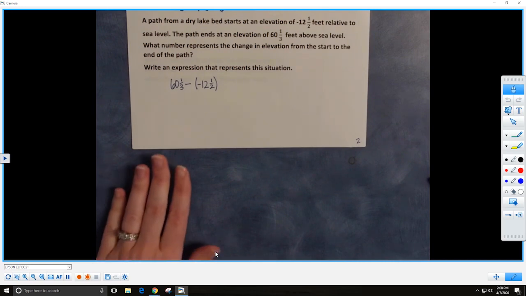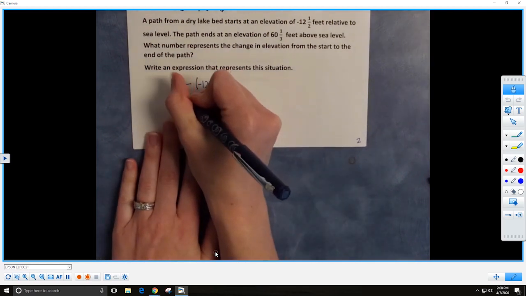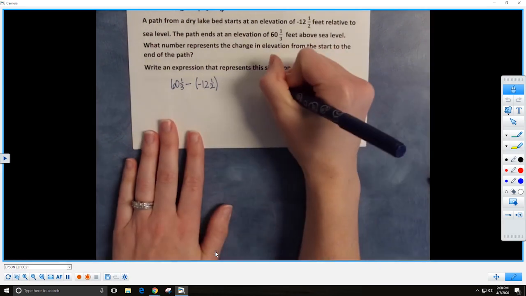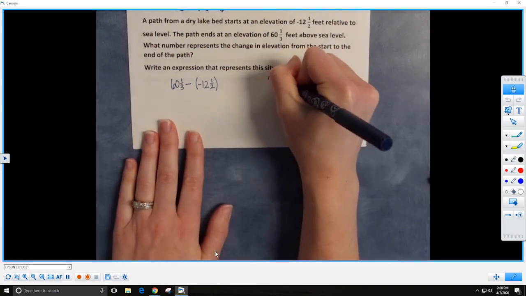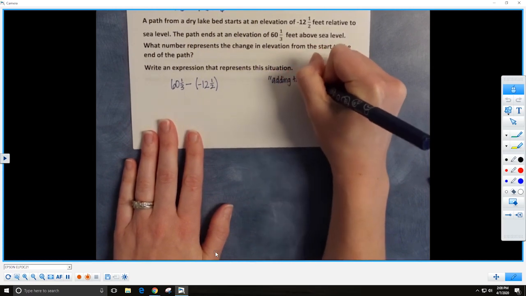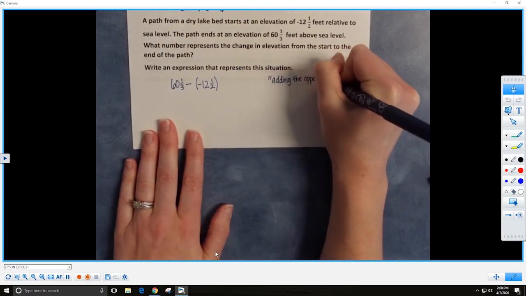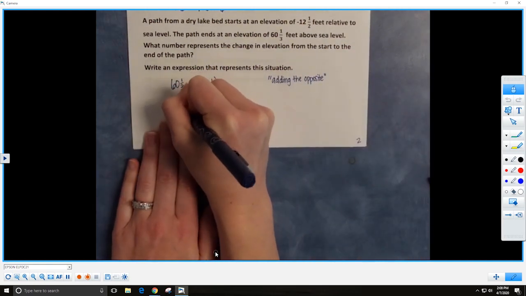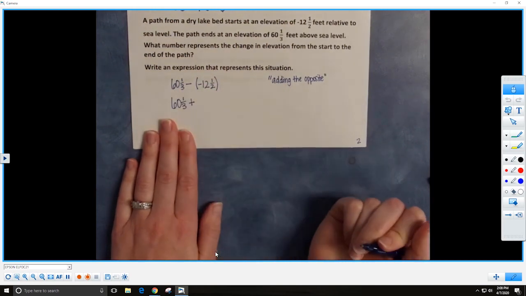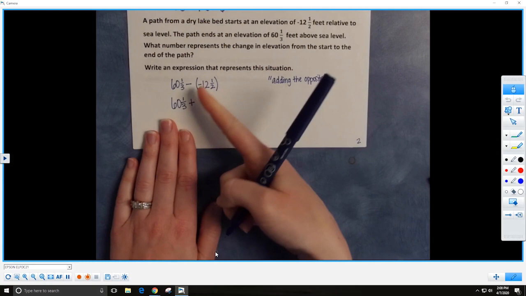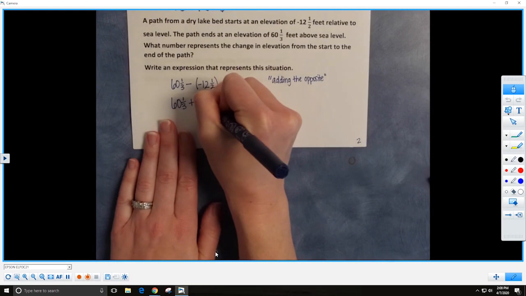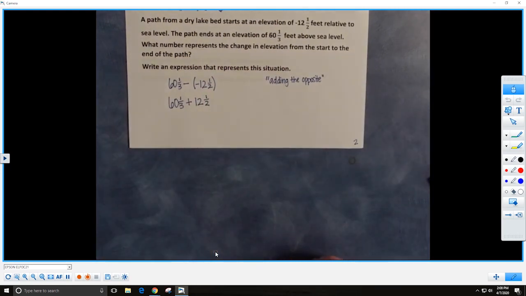Okay, let's check your answer. So we have learned earlier that when we're subtracting, we can add the opposite of the last addend. Remember that we often call this adding the opposite. So 60 1/3, we can add the opposite. So what is the opposite of negative 12.5? Right, positive 12.5. So now we're adding 60 1/3 plus 12.5.